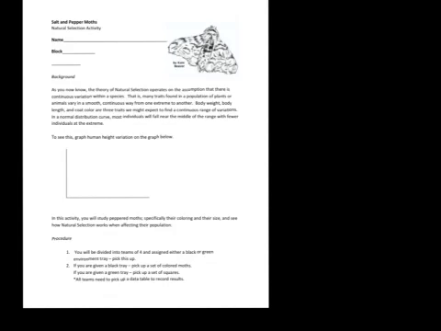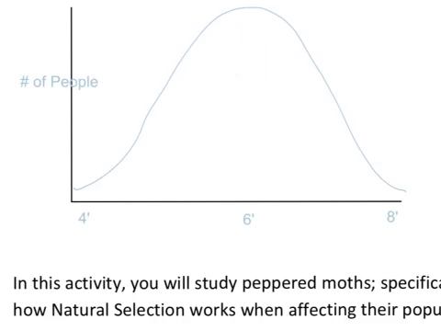Put the number of people on the y-axis and 4-foot people on the far bottom left, 6-foot people in the middle of that x-axis, and 8-foot people on the far right. This is the type of graph that you should see after going through the normal distribution curve of the height of humans on the earth.